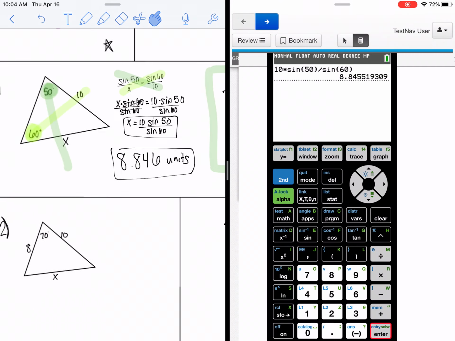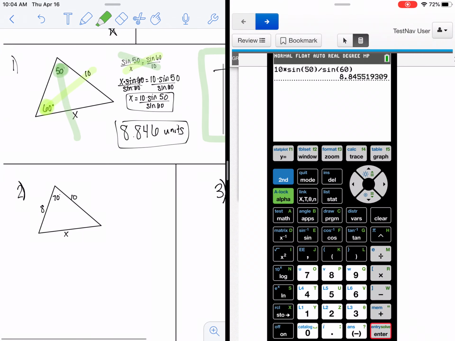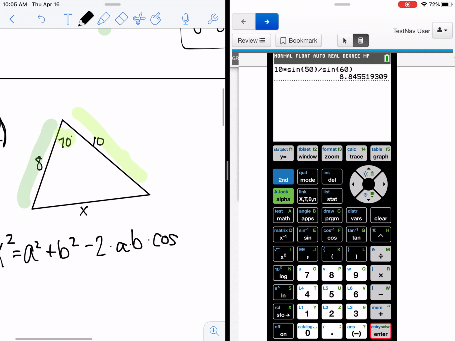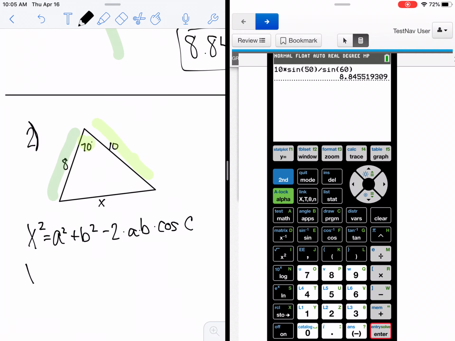Maybe I'll do the rest of them and show you as well. Number 2 here, when I look at this, I have a side, and then I know the side next to it and the angle in between. So that's going to be law of cosines. So I'm going to write out my law of cosines formula: a squared plus b squared minus 2 times a times b times the cosine of angle C. And I guess instead of an x, I could have put a c there, but same idea.